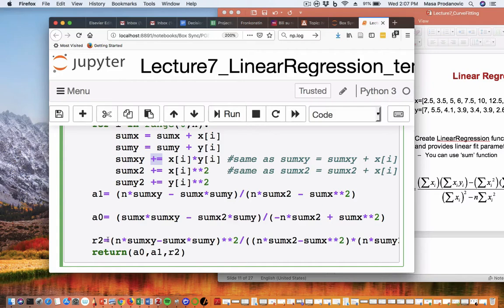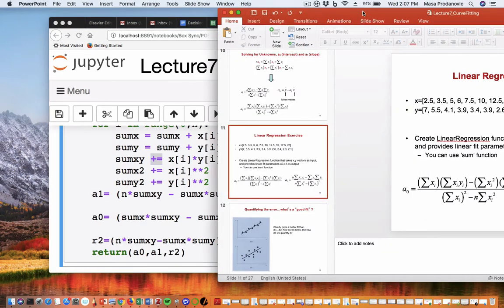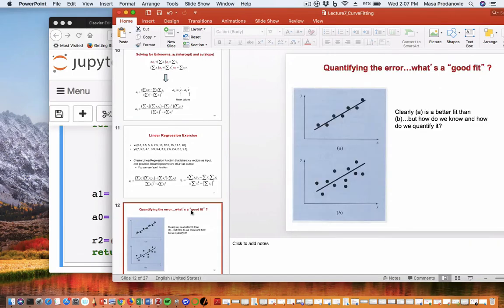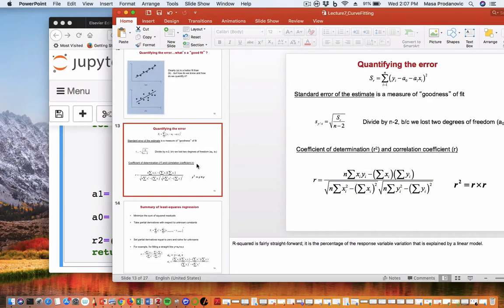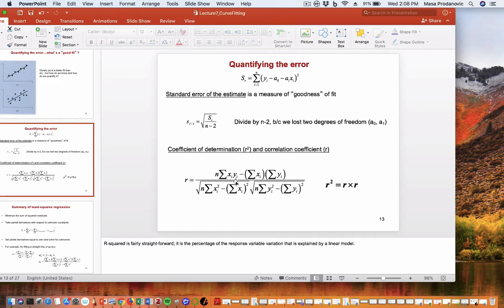I have also added something called R squared. And this is our estimate of how good the fit is. That was hiding on this slide that I showed last time. Using similar types of sums, I need only one more. I also need the sum of y squares, which I didn't compute before. But I added it, and I computed this R. We typically report R squared.